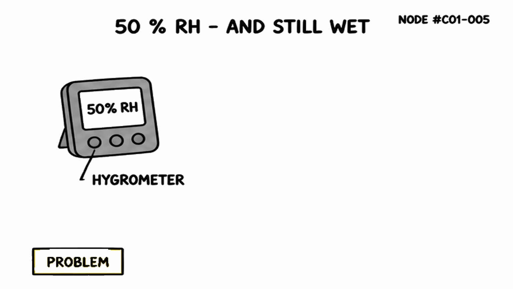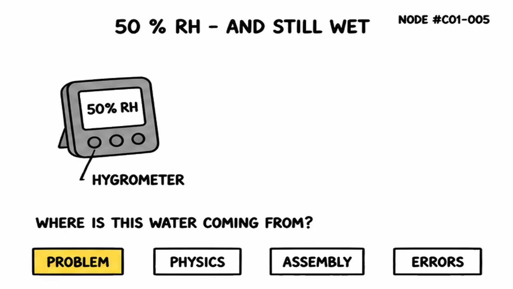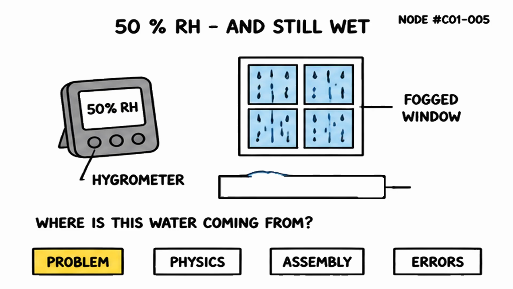50% humidity. Every guide calls that the comfortable, safe range. So where is this water coming from? The meter says the room is fine, yet droplets are forming on a nearby surface right now.